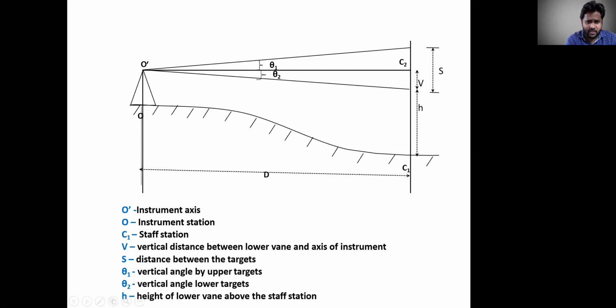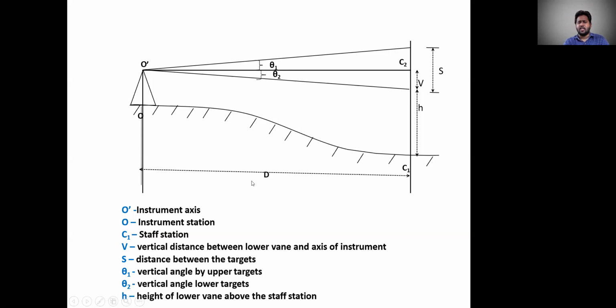Wherever the instrument will be the same, O is the same, that is the instrument station, O dash is the same, instrumental axis, and V, H and everything will be the same. But the only thing is one point is at elevation and another point is at depression. See, this is my instrumental axis. From this instrumental axis, one point is at depression and one point is at elevation. So take these 2 points. According to that, we need to adjust this S value.